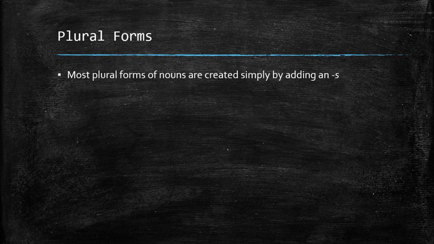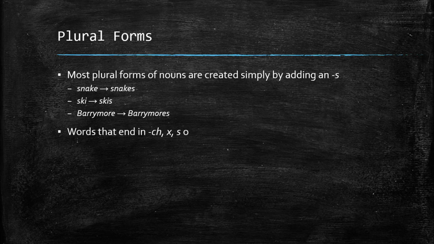Most plural forms of nouns are created simply by adding an S to the end of them. It makes sense. We do this all the time. Snake becomes snakes. Ski becomes skis, with just an S at the end. Barrymore becomes Barrymores, just with the S at the end.